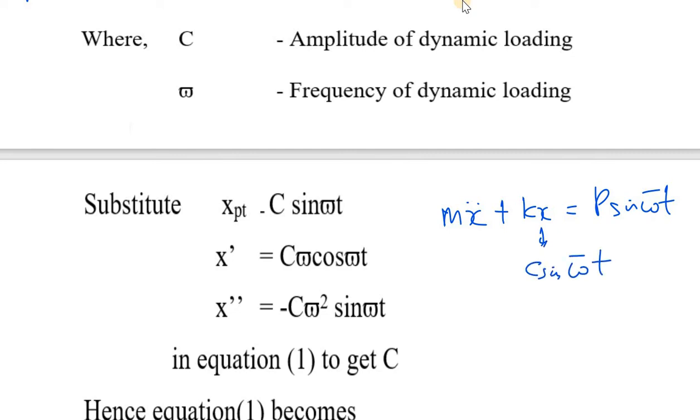What will be x double dot? It will be the double derivative. First, x dot will be c omega dash cos omega dash t. Then what is the second derivative? It will be minus sine, so minus c omega dash square sine omega dash t. So I am substituting this here instead of x double dot.